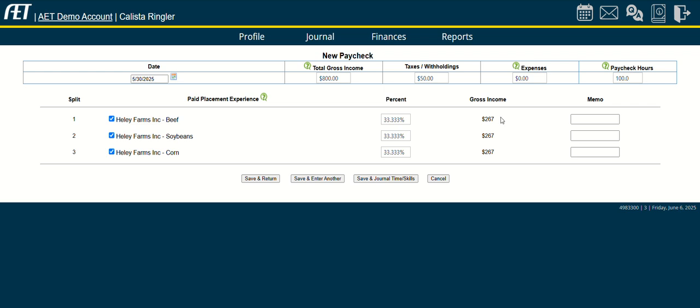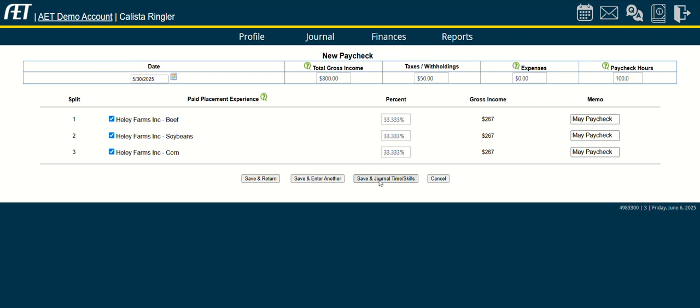So if I made $800 in the month of May, and it was split evenly between all three of these, which I could change by typing in different percentage amounts here, this is how much money would go to each one of those. I could also leave a memo or a note on what that payment is. So I could just say May paycheck if I want to. And then I have some options down here on how to save it. I can save and go back, I can save and enter another paycheck, or I could save in journal time and skills.